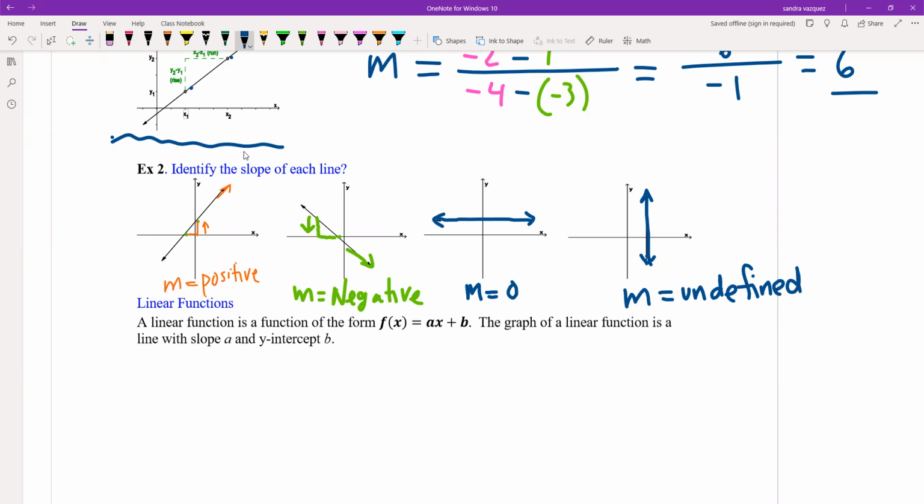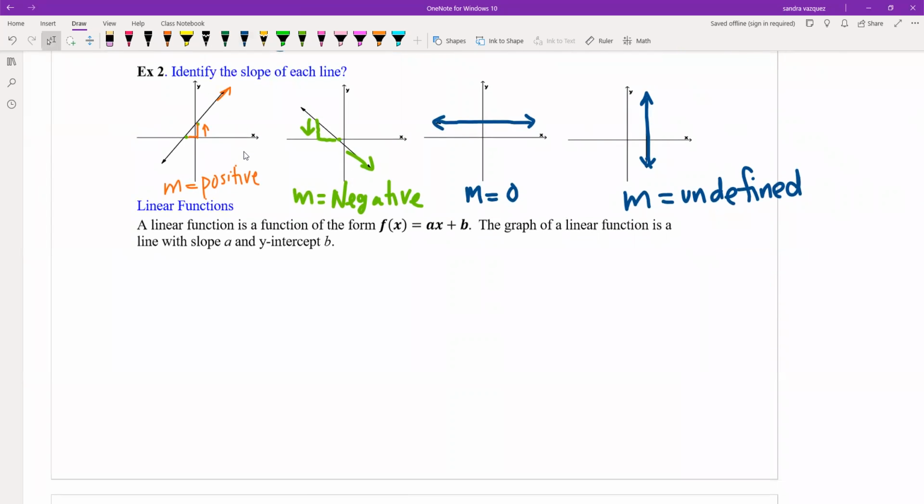We don't have one, it's undefined. A linear function is a function of the form f of x is equal to ax plus b. The graph of a linear function is a line with slope a and y-intercept b.